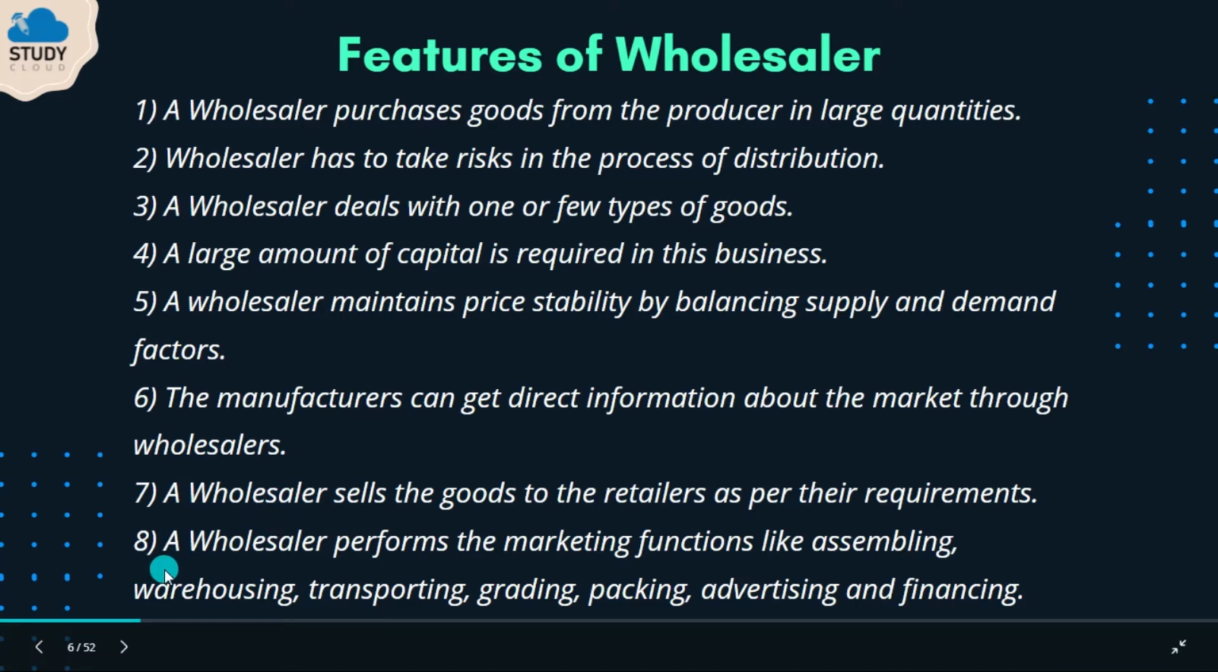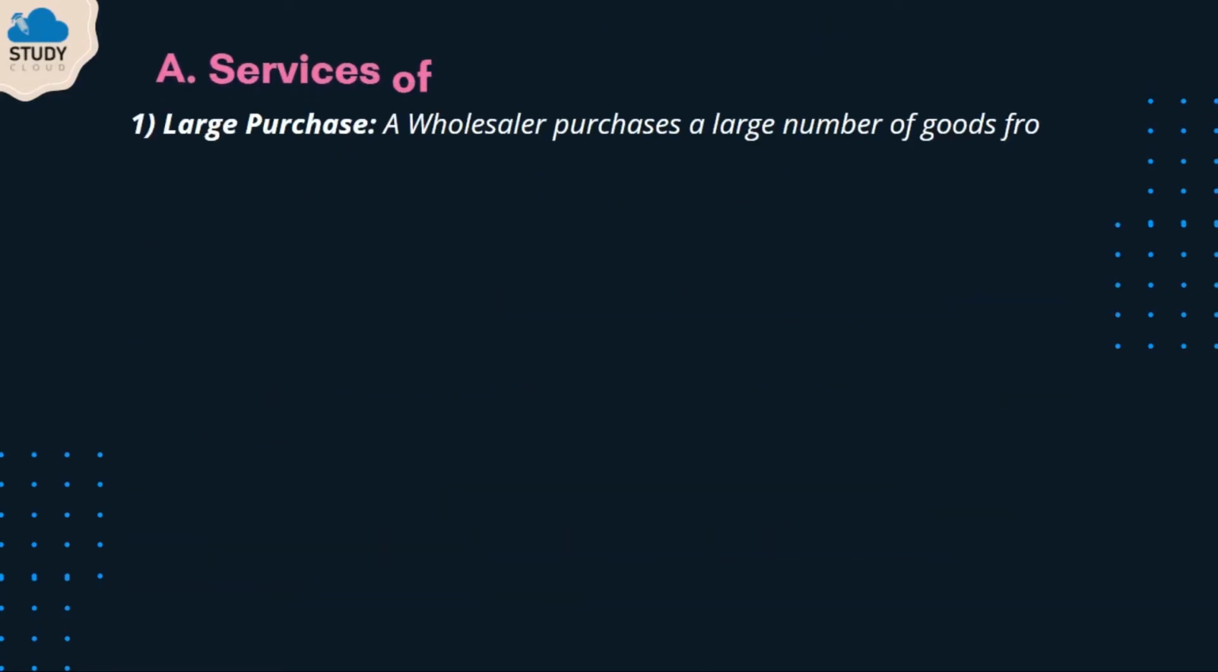The eighth point is that a wholesaler performs the marketing functions like assembling, warehousing, meaning storing goods, transporting, grading and packing, advertising and financing. All these are various functions of a wholesaler. These functions are known as marketing functions. So these are the features of wholesalers.